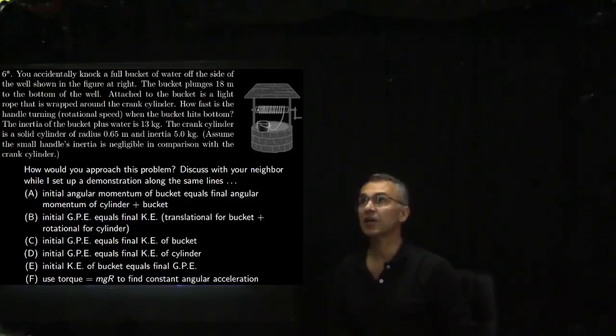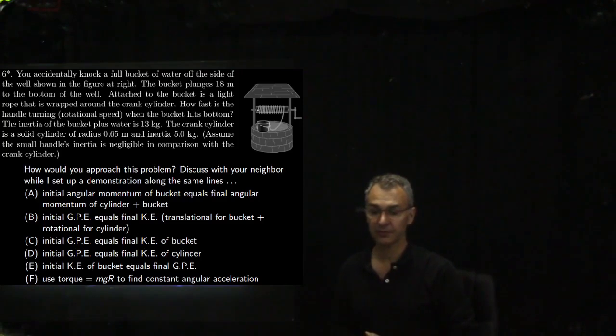You accidentally knock a full bucket of water off the side of the well shown in the figure. The bucket plunges 18 meters to the bottom of the well. Attached to the bucket is a light rope that is wrapped around the crank cylinder. How fast is the handle turning? What is its rotational speed when the bucket hits the bottom? The mass of the bucket and water together is 13 kilograms. The crank cylinder is a solid cylinder of radius 0.65 meters and mass 5 kilograms. Assume the small handle's mass is negligible compared with the crank cylinder.